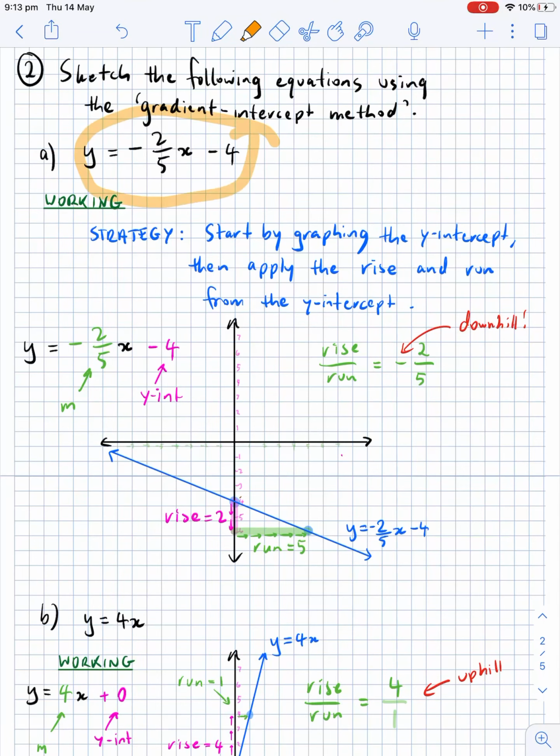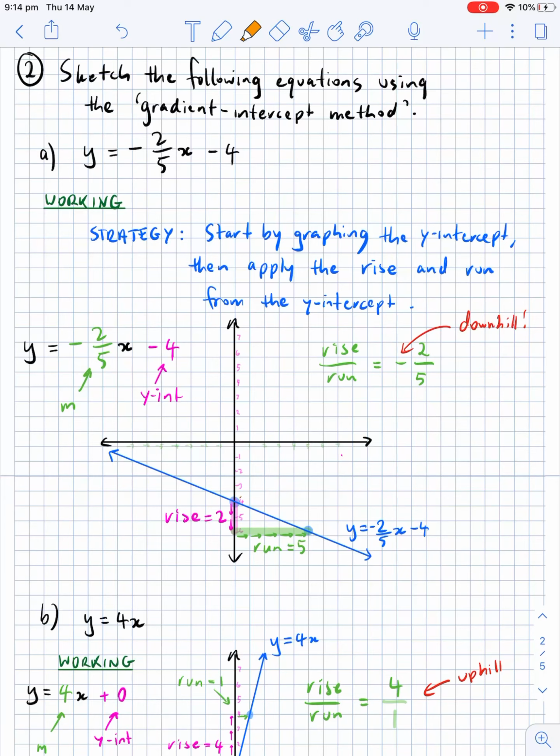We want to be able to sketch this. In previous lessons, you would have used the intercept method, but here we're going to use the gradient intercept method. So the strategy is start by graphing the y-intercept, then apply the rise and run from that y-intercept. We look at this equation and we think, well, our y-intercept is going to be -4, so we know that it goes through the y-axis at -4, and then you can make the appropriate rise and run triangle, which applies to -2/5.